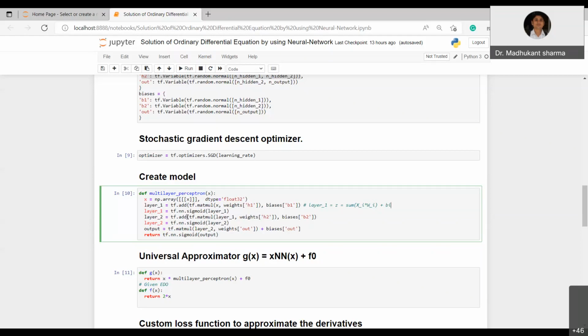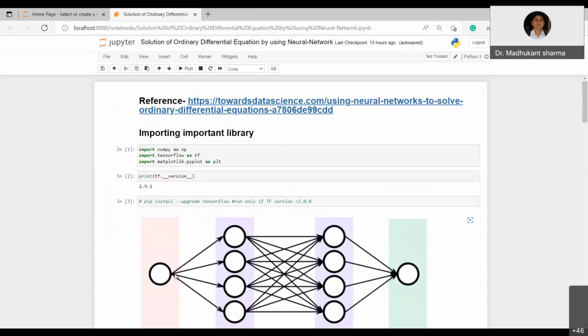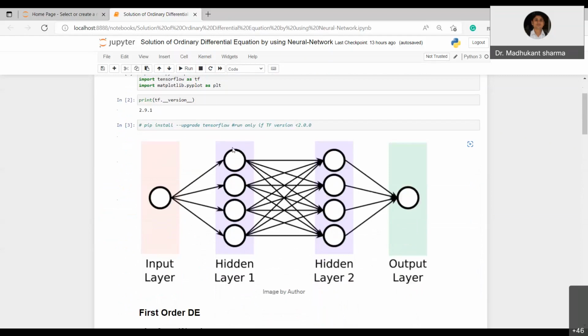Now, a z is coming here, another z is coming here, another z is coming here. That z is x multiplied with w plus some bias. After that, our activation function comes into the role. In my model, I have used sigmoid as the activation function in all the nodes.